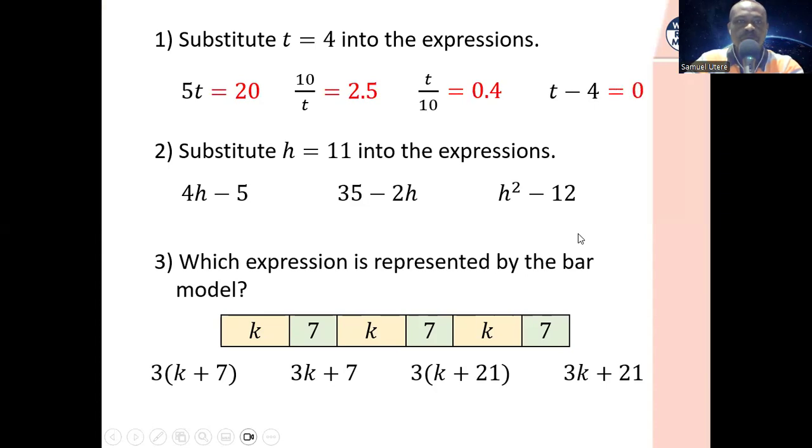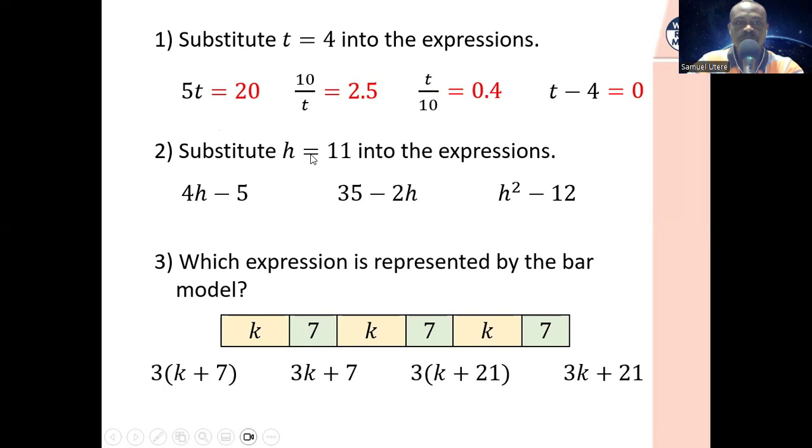So here, you're asked to substitute 4 for t. That's what substitution means. So if you haven't watched the video, you can go and watch our substitution video. It means wherever t is, we're just going to replace it with 4. And you should know how algebraic terms are written. So 5t means 5 times t. So that will mean 5 times 4. And then this one will mean 10 divided by 4. This will mean 4 divided by 10. And then this would mean 4 minus 4.